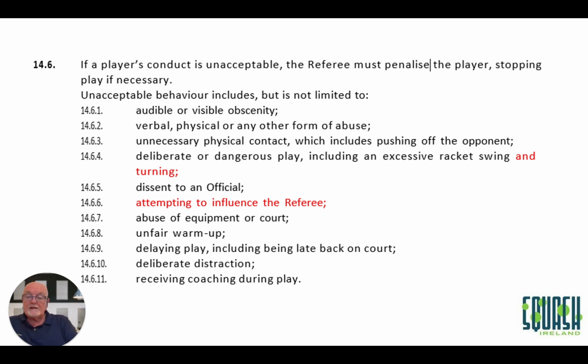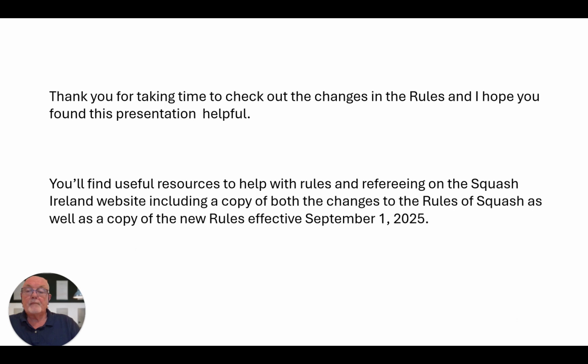And 14.6.6, the addition of attempting to influence the referee, and that would apply where one player asks for a let, and the other player immediately intervenes with their tuppence worth, explaining why it's not a let or whatever. That's now deemed to be attempting to influence the referee, is unacceptable behaviour, and must be penalised by the referee applying the code of conduct.